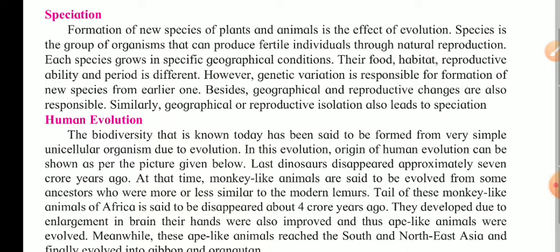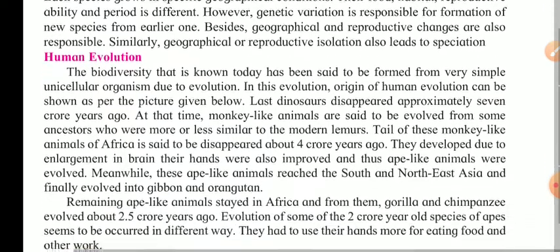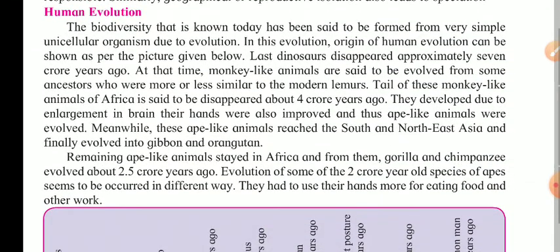What they want to say in this particular part is that a few plants and animals are showing the effect of evolution. It's not that all living organisms existing on the earth are showing the steps of evolution, but only some of the plants or animals are showing the effect of evolution, and some of the species are going towards genetic variation for the formation of new species as compared to the previous ones. Further, they have mentioned the human evolution, how humans evolved till date.